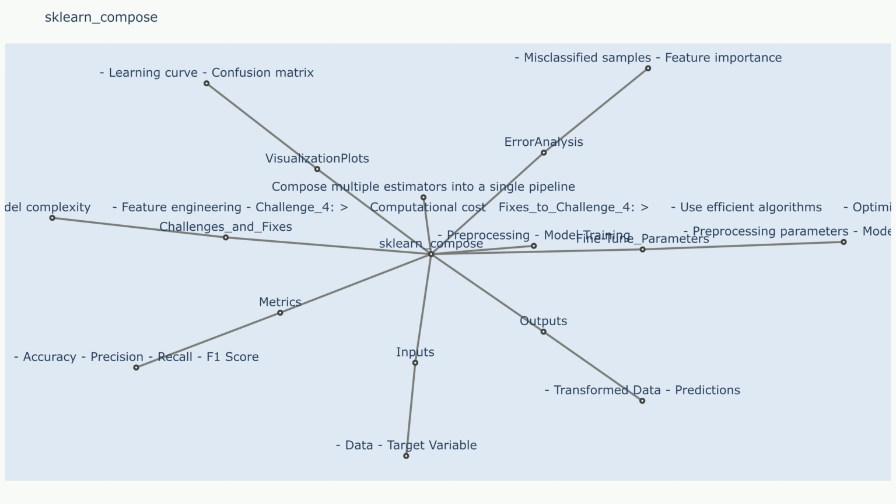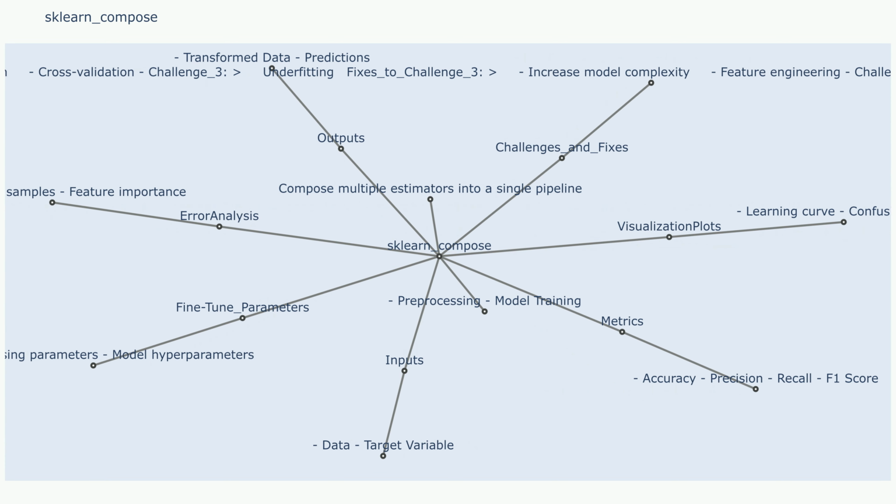sklearn.compose. Description: the sklearn.compose module provides tools for building more complex machine learning pipelines by combining different estimators. This module allows you to streamline the process of pre-processing data, selecting features, and building models.